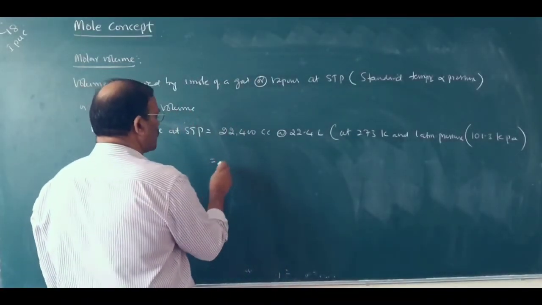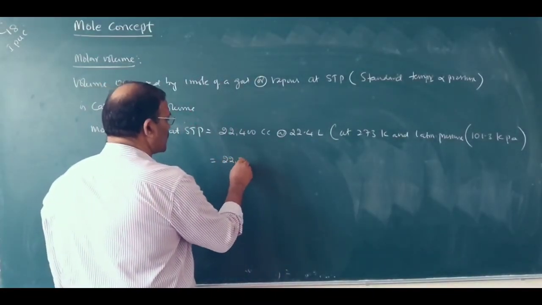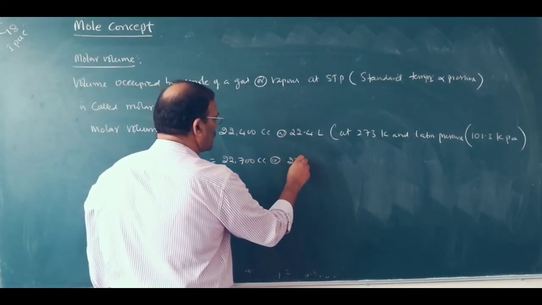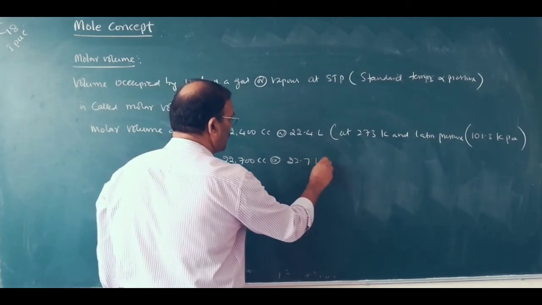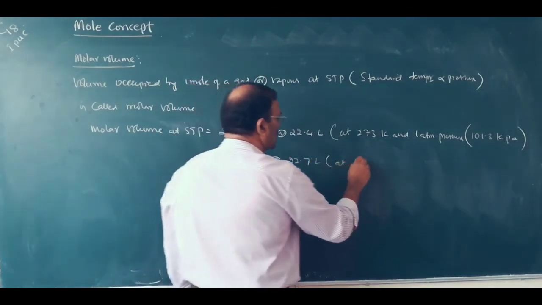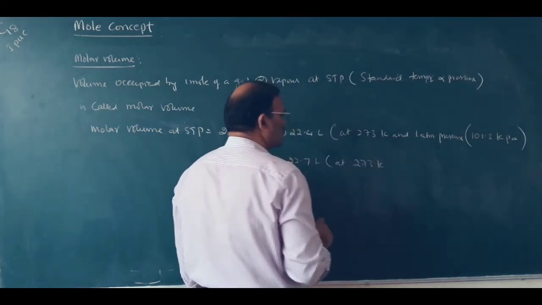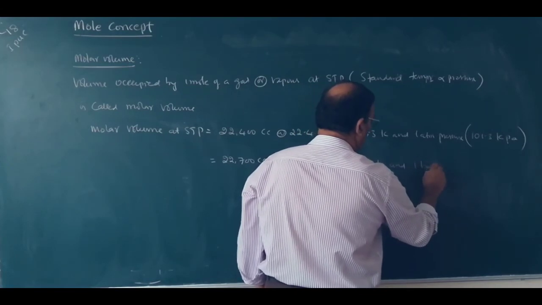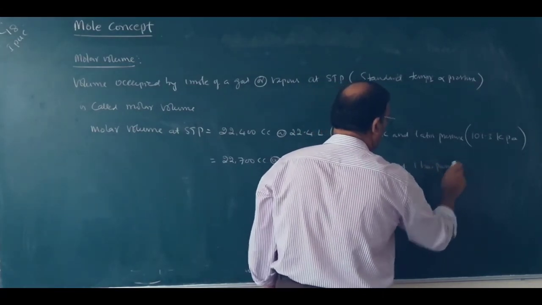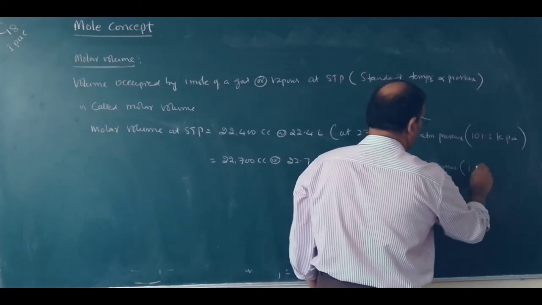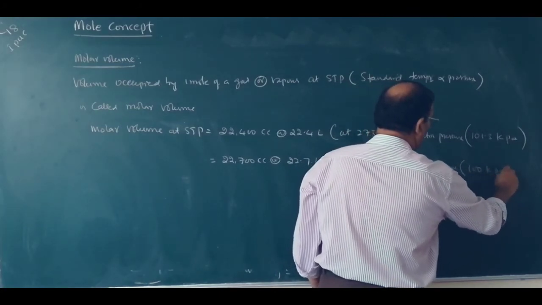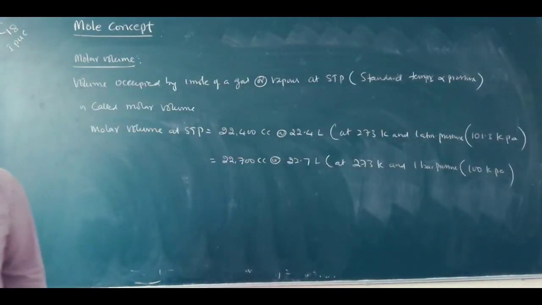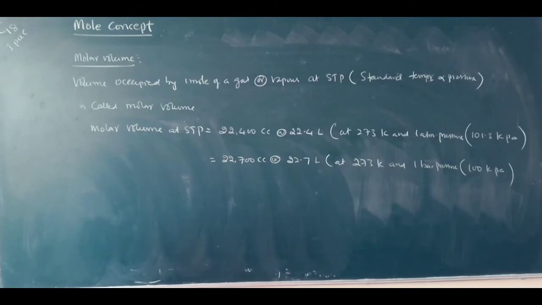So it is also equal to 22,700 cc or 22.7 liters at temperature 273 Kelvin and a pressure of 1 bar. 1 bar pressure means 100 kilopascals. So this is one point.